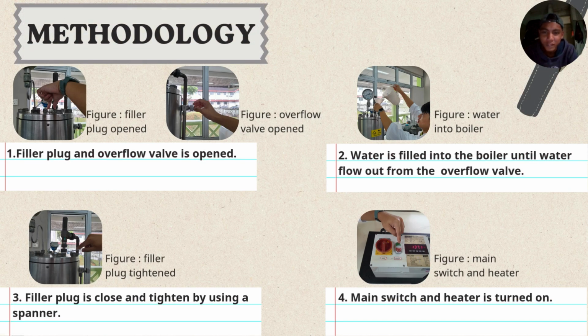Next, we move to the methodology part. First, open the filler plug and overflow valve. Step 2, fill the water into the boiler until the water flows out from the overflow valve. Next, we need to close the filler plug and tighten it using a spanner. And then turn on the main switch and heater.